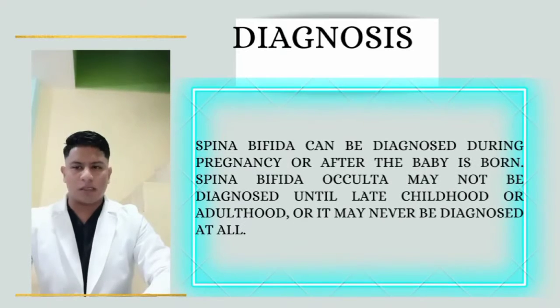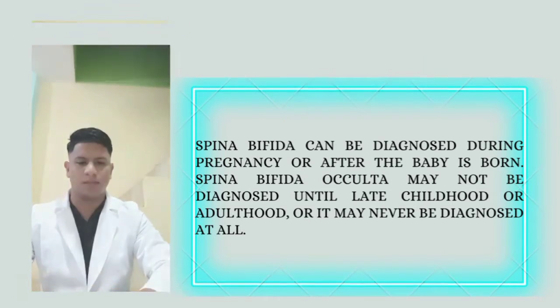Diagnosis. Spina bifida can be diagnosed during pregnancy or after the baby is born. Spina bifida occulta may not be diagnosed until late childhood or adulthood, or it may never be diagnosed at all.